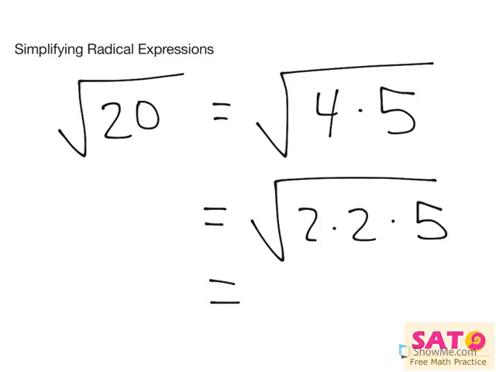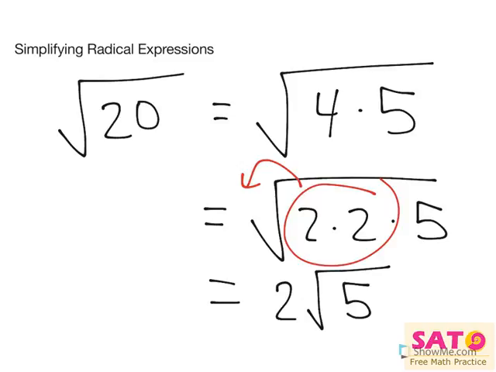But we can group these two together and remove them. And if we remove them, we put them right outside the radical sign. So this would be 2 square root 5. And that's the furthest we can get with that. So let's try another one.